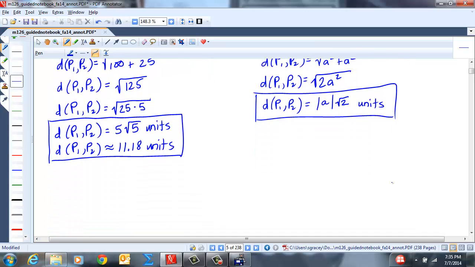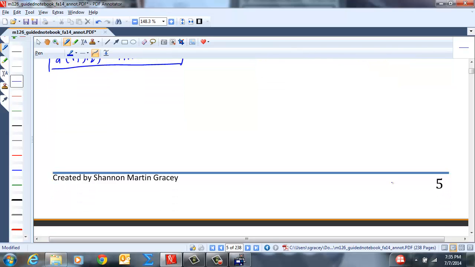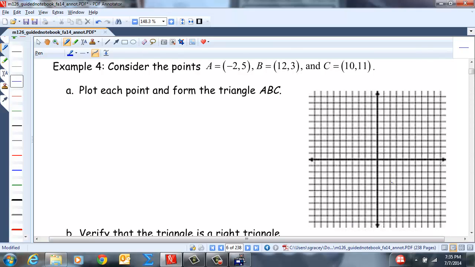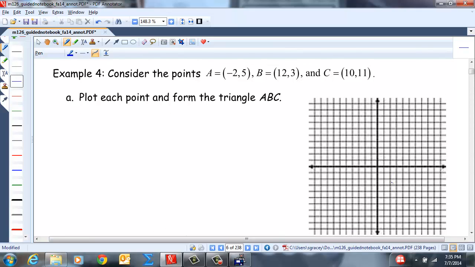An application of this thinking is figuring out if the ordered pairs that you've been given form a right triangle, right? So beware, I have a typo here. We need to change this guy to negative 11. Okay, so it's 10 comma negative 11 is point C.